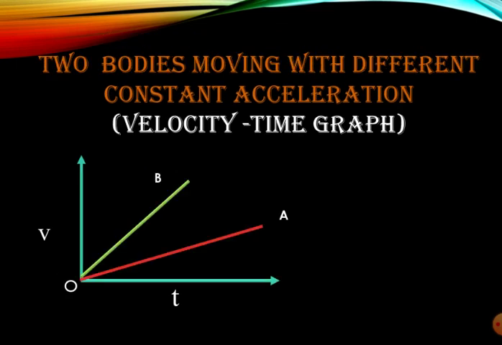Now this is just like the comparison of the distance time graph for two objects. It is also the comparison of two objects A and B. From the velocity time graph of these two objects, we can easily compare them. So object B will be moving with more acceleration than object A. It is also given here.